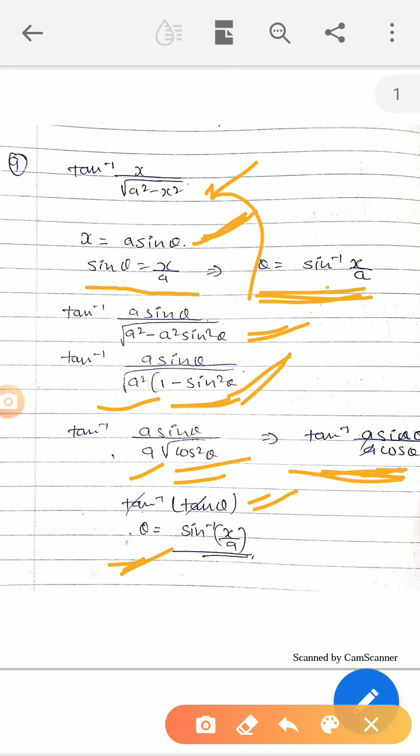And what is theta? Theta is sine inverse x by a. So sine inverse x by a is the answer. Look here, why do we suppose sine theta? Because you can use this formula, 1 minus sine square theta.